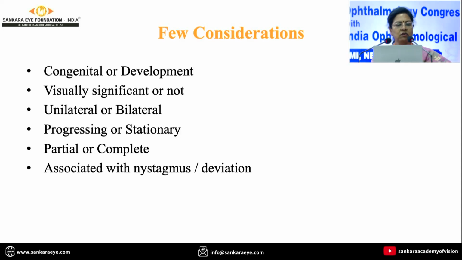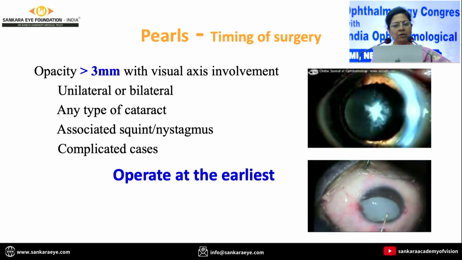Visually significant or not, unilateral or bilateral, whether it's progressive or stationary, partial or incomplete, and most important, whether there's associated nystagmus or deviation that gives a clue to the post-op visual outcome. Now, coming to timing of surgery, if an opacity is more than 3 mm with visual axis involvement, unilateral or bilateral, irrespective of the type of cataract, and if it's associated with squint or nystagmus, or whether it is a simple cataract or a complicated one, operate at the earliest.